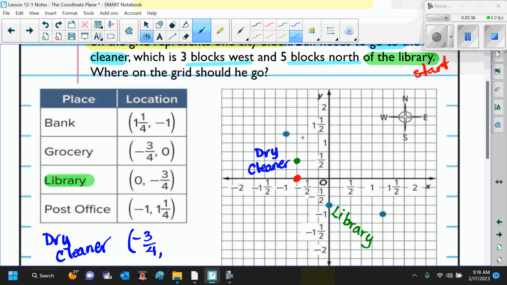And then we're going to go up 2 blocks. At those blocks, if you're looking at it, we're counting by fourths. This is going to be 1/4, 2/4, and 2/4 is equal to 1/2. So the dry cleaner is going to be at negative 3/4, comma, positive 2/4, which is 1/2. And there is where the dry cleaner is.